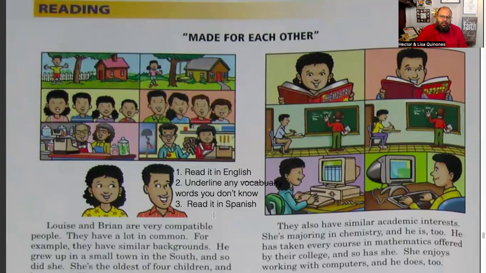That's actually spelled vocabulary. So number two, underline any vocabulary words you don't know. So I will come here and let's say I don't know this word here. And say I don't know this word. I will write them down, look them up in the dictionary, and then I'll know.